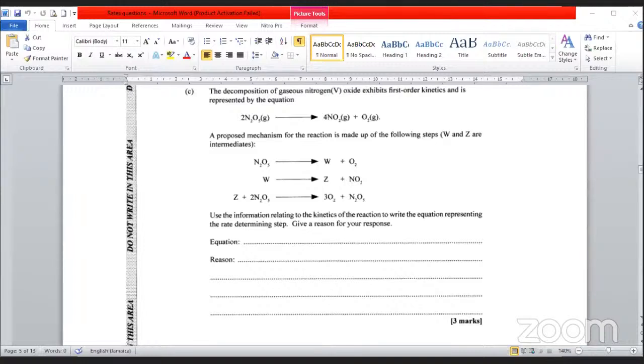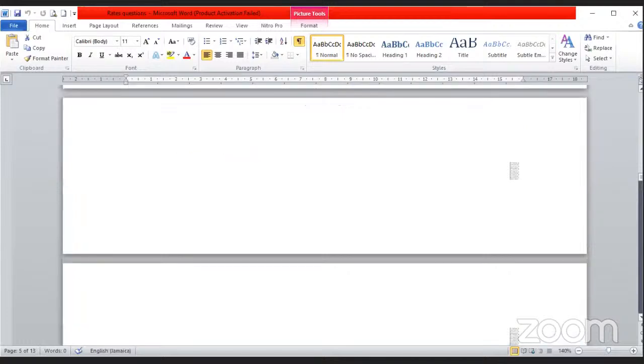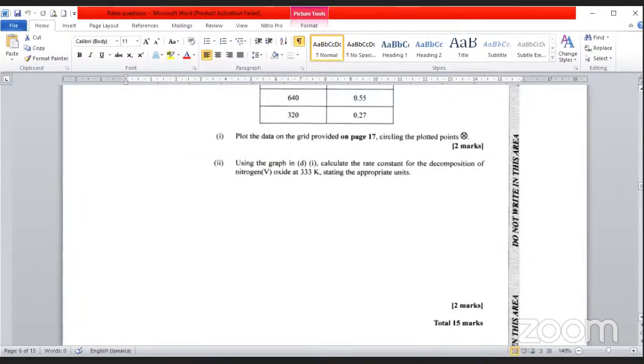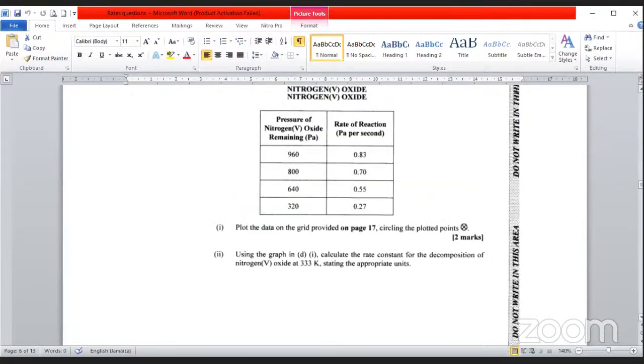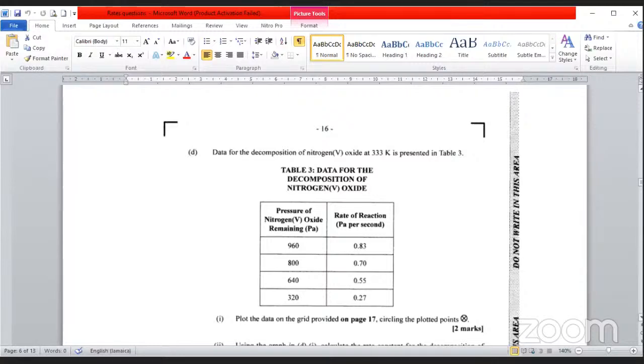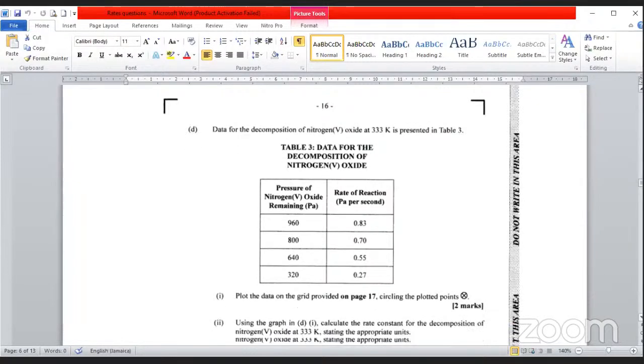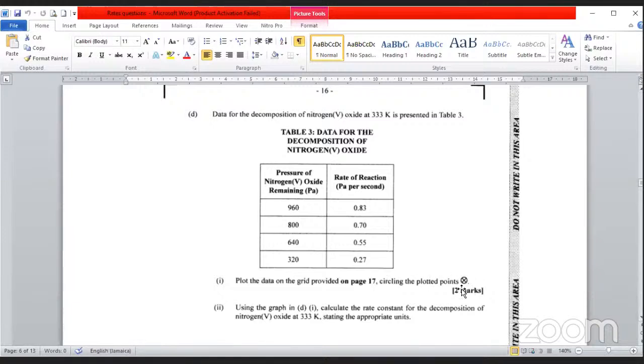All right. The next. Oops, sorry, went too far. All right. For the second part of this, they said data for the decomposition of nitrogen 5 oxide at 333 Kelvin is presented in table 3. Plot the data on the grid provided on page 17, circling the plotted points. So they've given you the data and they want you to ensure that you plot. Now, you see, the fact that they told you to circle, this is what they expect.